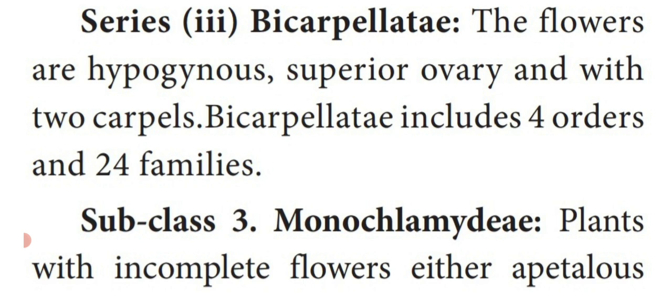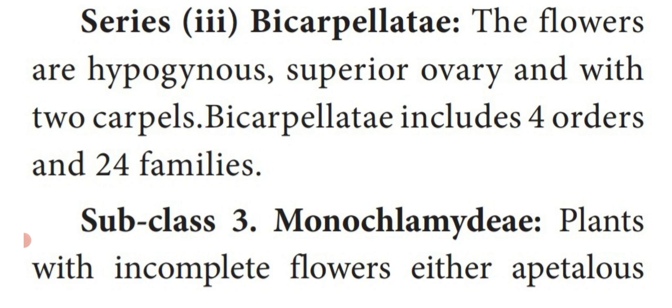Next series, Bicarpellatae. Bi means 2. So how many carpels are there? 2 carpels. Flowers are hypogynous, with superior ovary, but the gynoecium or ovary has only 2 carpels. Ovary with how many carpels? 2 carpels. That is said to be bicarpellate. It includes 4 orders and 24 families. So those are all the 3 series of subclass 2 Gamopetalae.